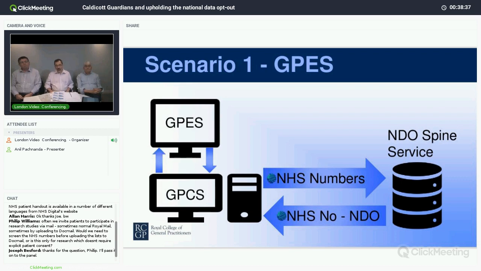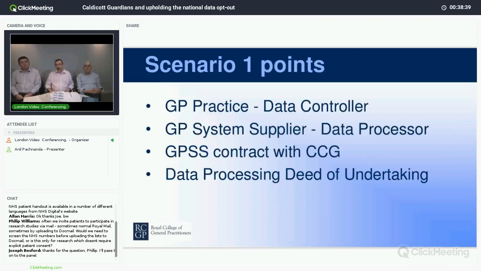What does the practice need to do? The practice is still the data controller. All of these flows are data processors. So in this case, the GP system supplier is acting as a data processor on behalf of the data controller. The data controller must have a contractual relationship with the data processor, which ensures that they will comply with all appropriate data legislation.